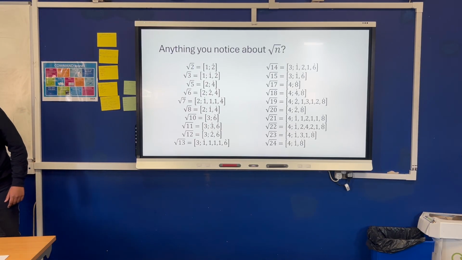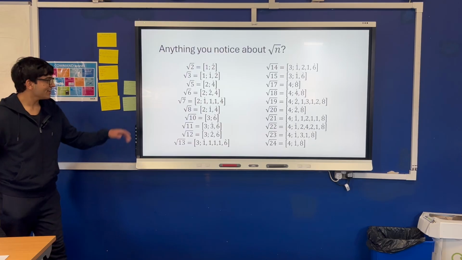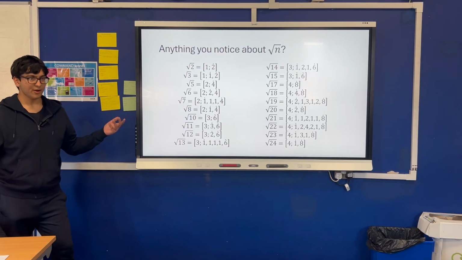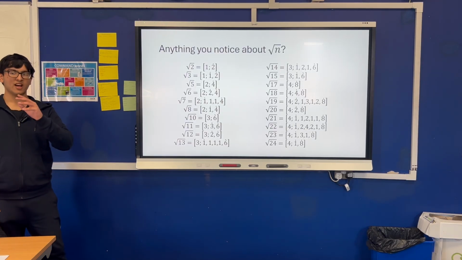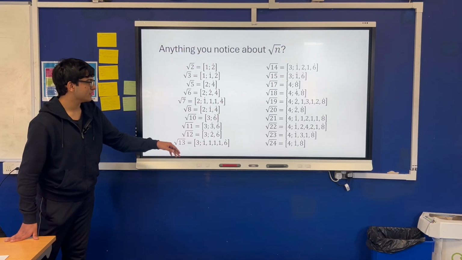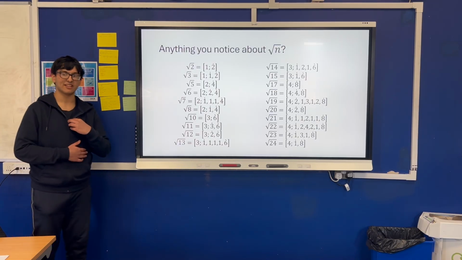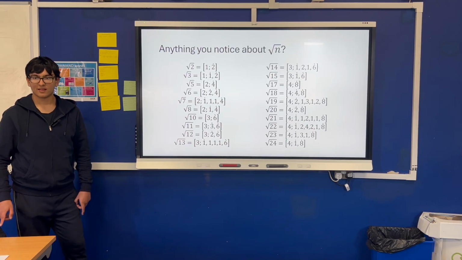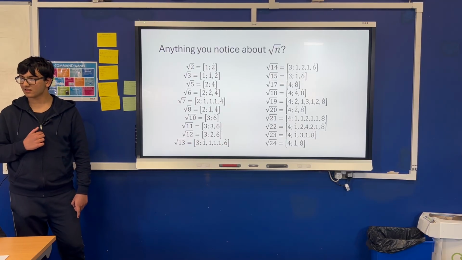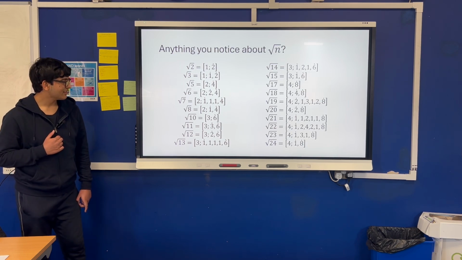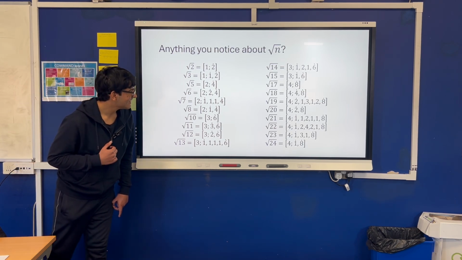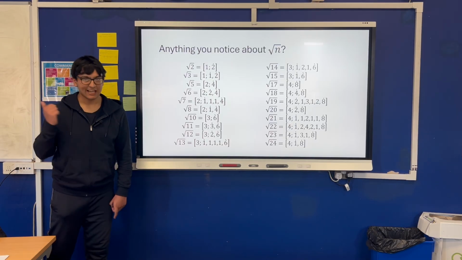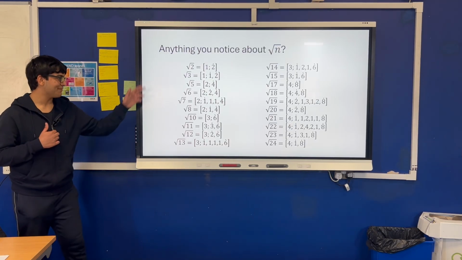Okay. The first thing is, what do you notice about the square root of n? I've shown you on the graph earlier. Here are the continued fractions for the square root of n. Any patterns you guys might notice? Yep. There's no 7. Or 9. Yeah, there will be a 7, but you're right, based on this series.